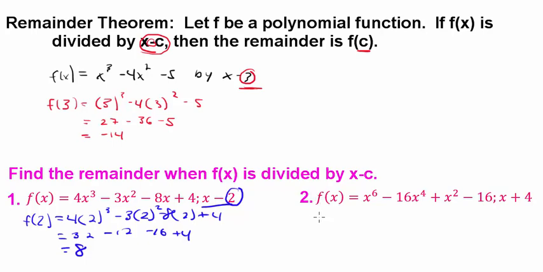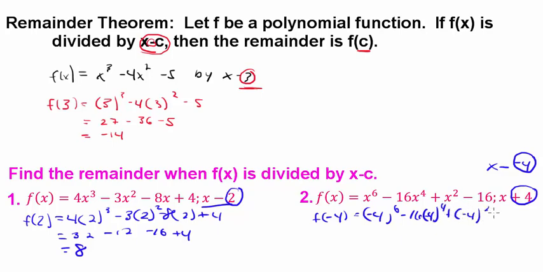All right, let's do number 2. Again, we're going to substitute for x. We are now looking at x plus 4, which really means this is x minus a negative 4. So I will be substituting in a negative 4 for my x. So it'll be negative 4 to the 6th minus 16 times negative 4 to the 4th plus negative 4 squared minus 16. Now you should check this on your own using your own calculator, but you should get 0.